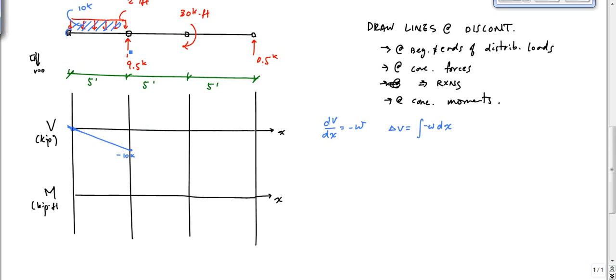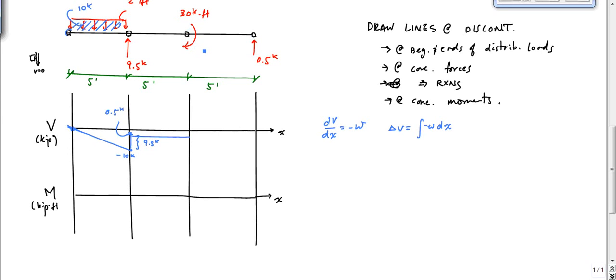Anyway, then I have here a concentrated load, and really, as long as I have this going left to right, I just follow the direction of that concentrated load. And so I'm going to go up 9.5 kips, and that's going to take me to 0.5 kips. And this is probably not to scale, but that change right here is 9.5 kips, which gives me a value here of 0.5 kips. And I'm going to go straight across, right there.